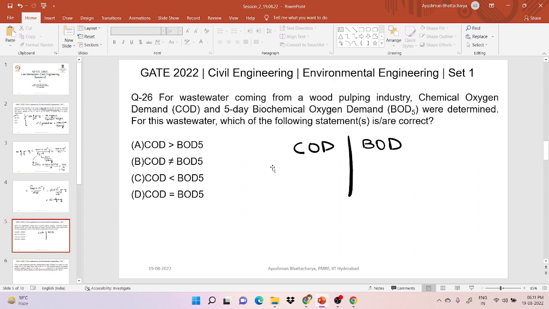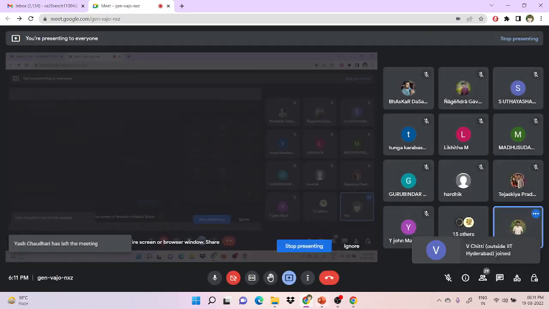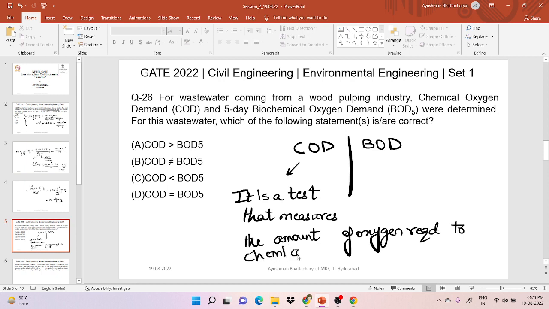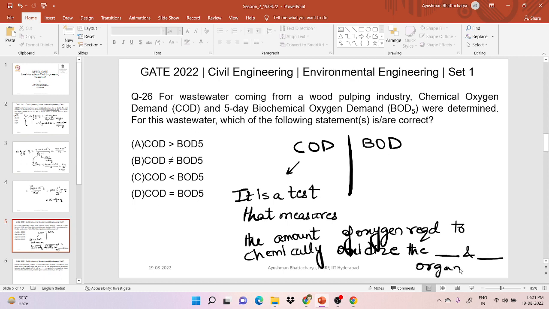So while solving this question, we should know a few things. What is BOD and what is COD? COD is a test that measures the amount of oxygen required to chemically oxidize the biodegradable and non-biodegradable organic matter present in the wastewater.